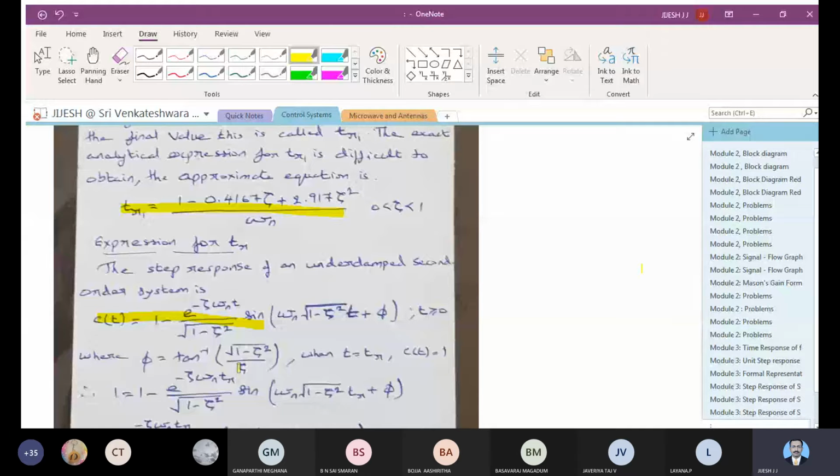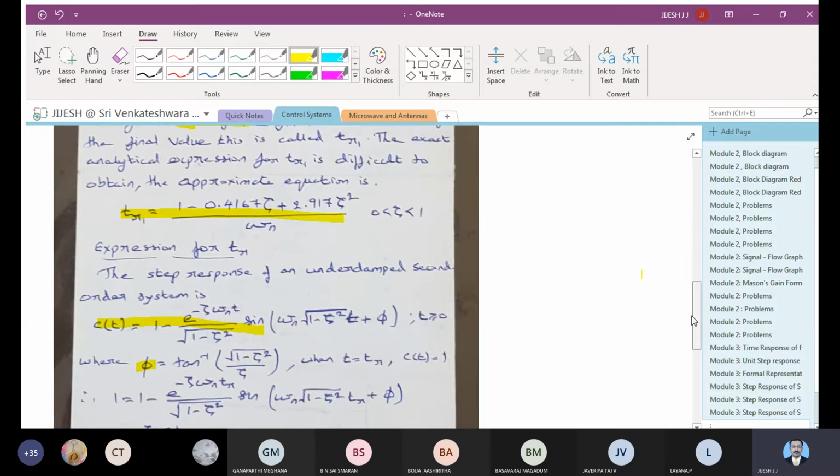So phi: we have already derived the equation for C of t, and we already have the phi value. When t is equal to tr, we are taking t equal to tr, C of t is equal to 1. So that is what we can see here.